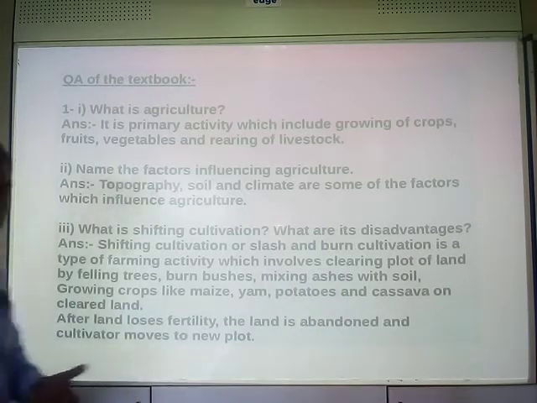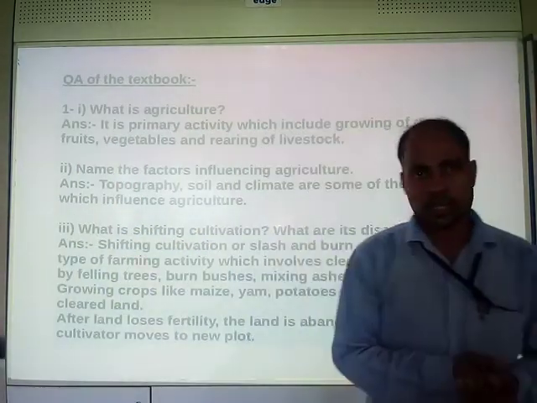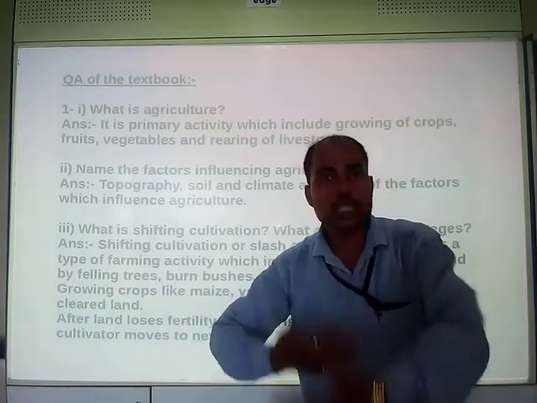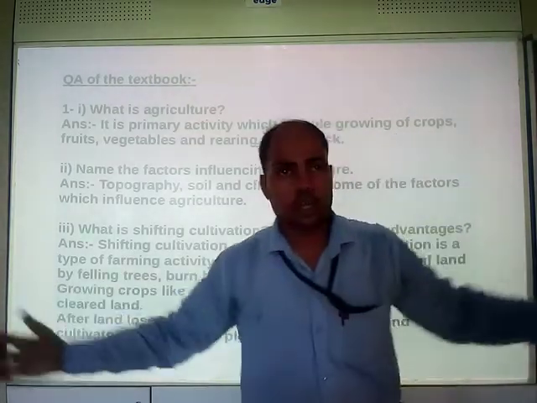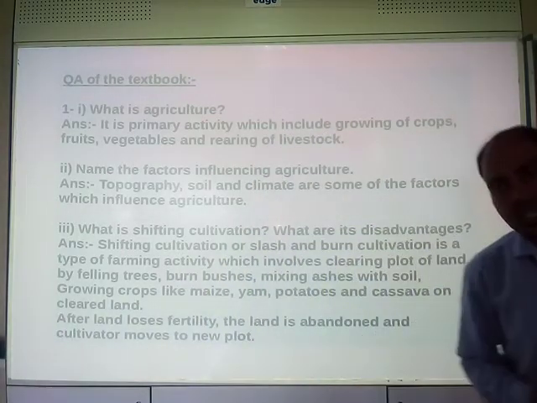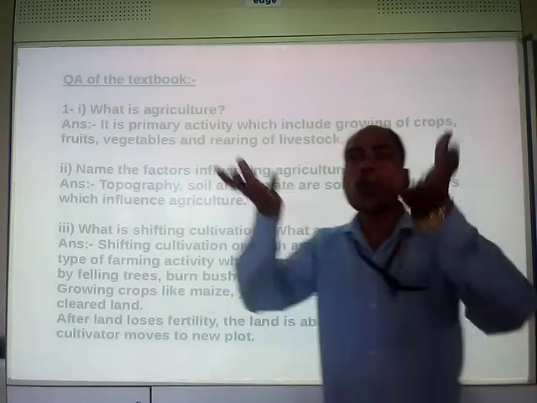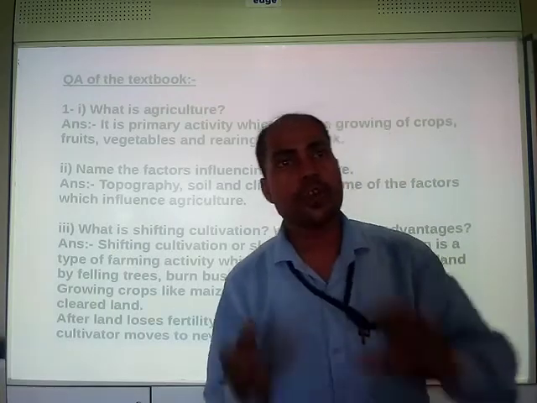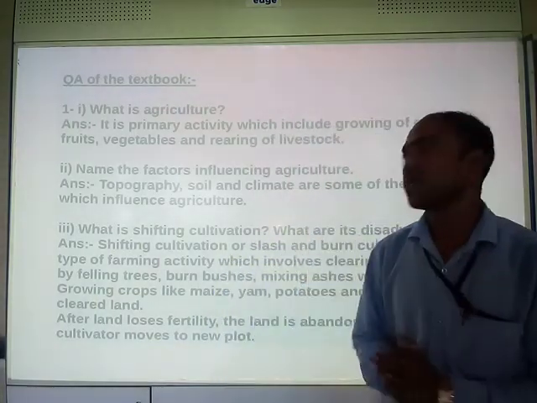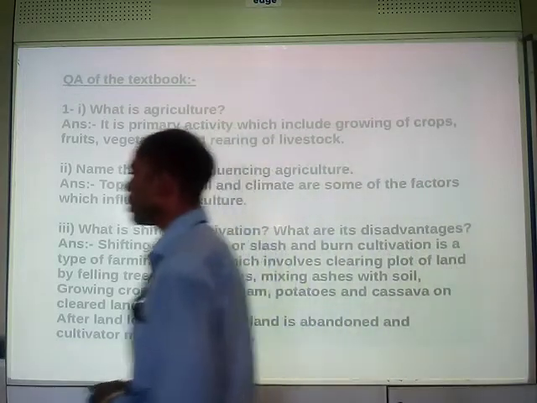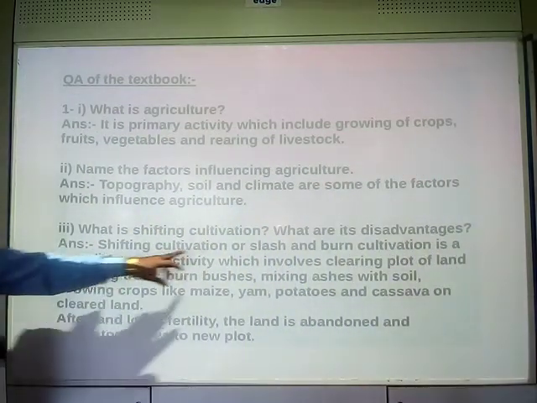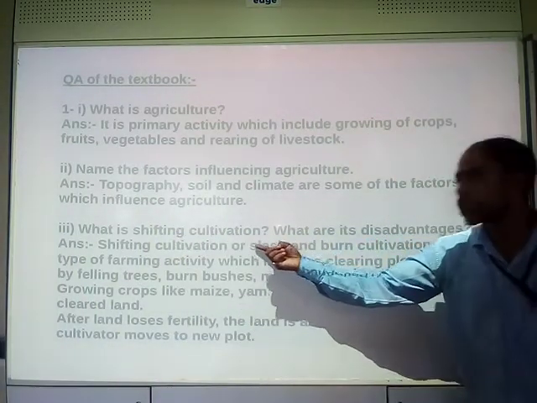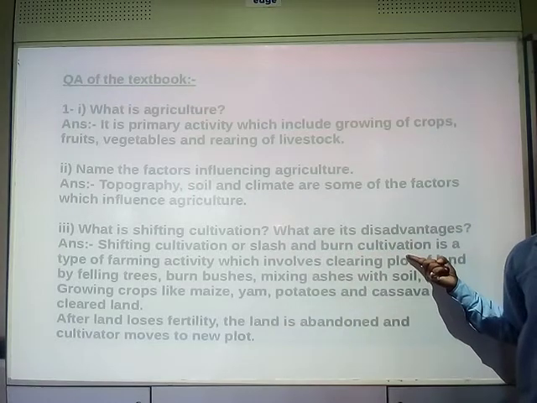So shifting cultivation: clearing up of forest, then burning up of bush, then ash obtained is mixed with the soil and then scattered on the ground to make it fertilized. After that, growing up of crops, then harvesting it and then moving on to another plot of land for the same activity. That is shifting cultivation, right? Mind you, another name of shifting cultivation is slash and burn cultivation.